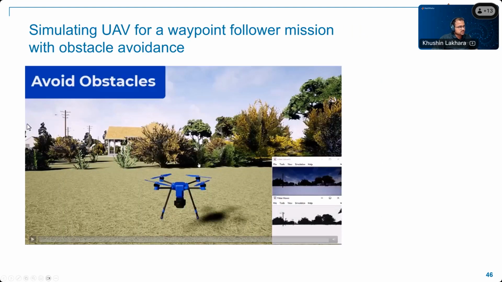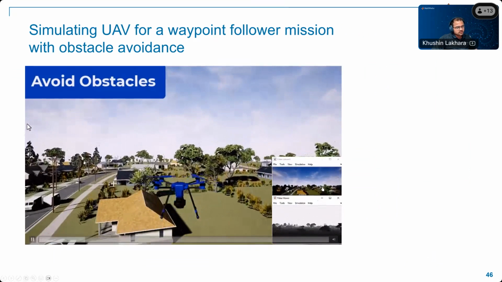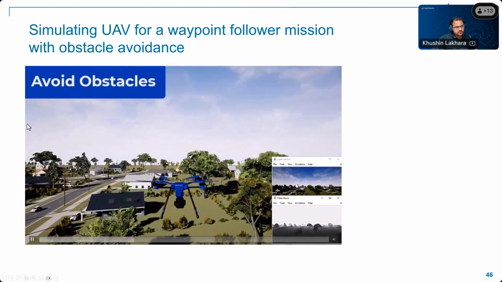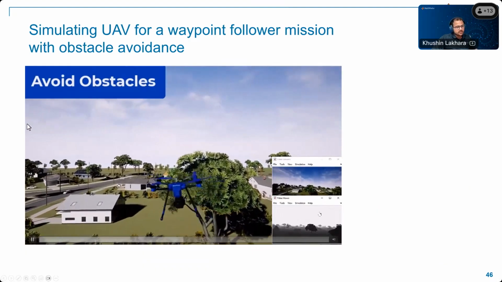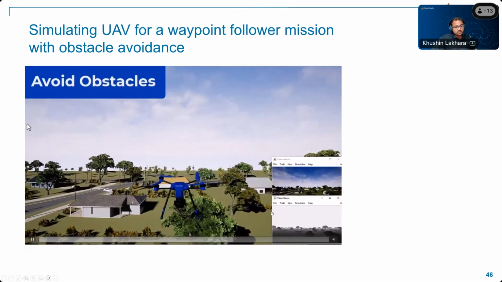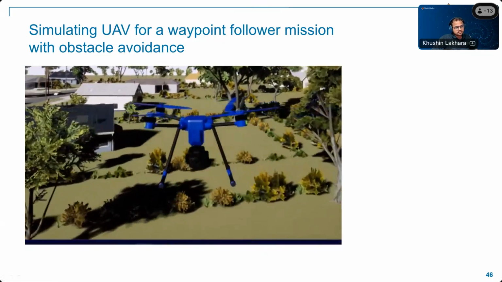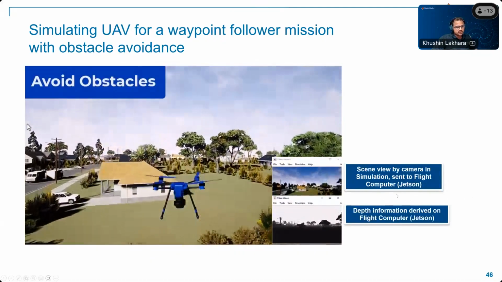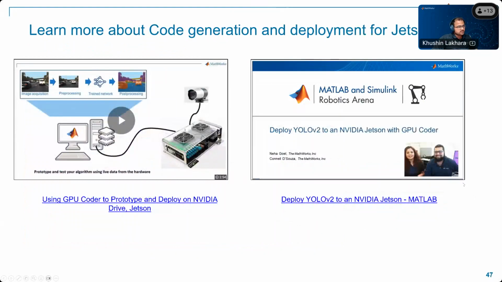And once you do this, this is finally how you simulate. You can see that with the ground control station, this information comes up and we can finally perform a mission. So here is my camera view, and this is the Jetson processed view, which is helping us make decisions, and it's avoiding all the obstacles. You can see that it avoids the tree very closely, and it lands back. So with this, let's move forward and see the scene view by camera in simulation and depth information derived on flight computer Jetson.